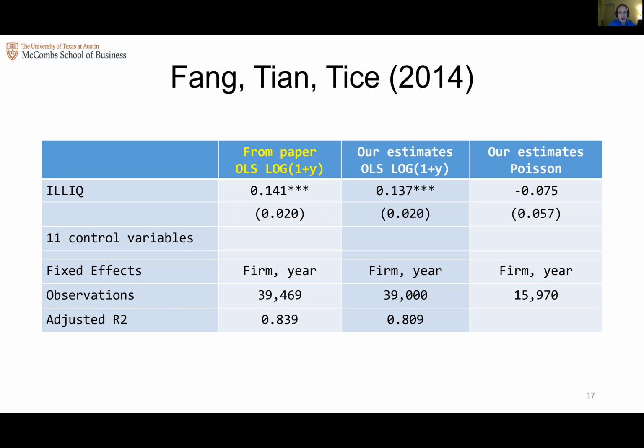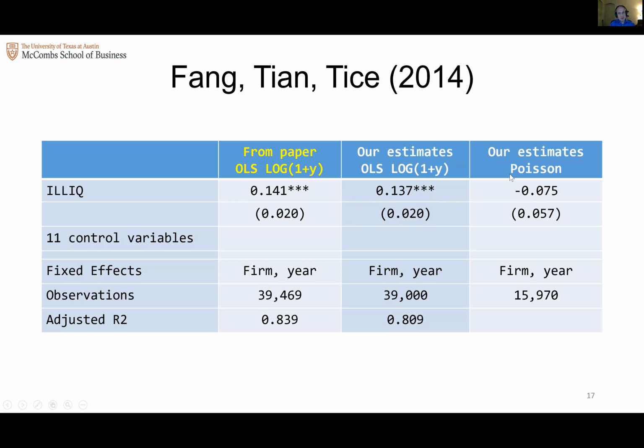The next paper is looking at the effect of illiquidity in the stock market on innovation. Here we get a positive relationship. Again, this is from the paper. The point estimate is 0.141, significant at the 1% level. Here we get a very close estimate to the paper. Partly that's because the authors of this paper were nice enough to share their data with us. We have a slightly different sample for reasons that I'm not entirely sure of, but the point estimate is almost exactly the same.